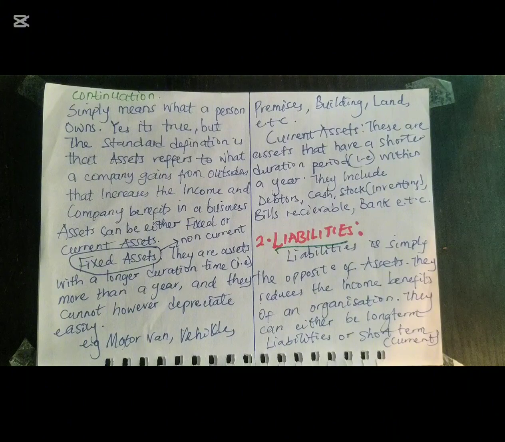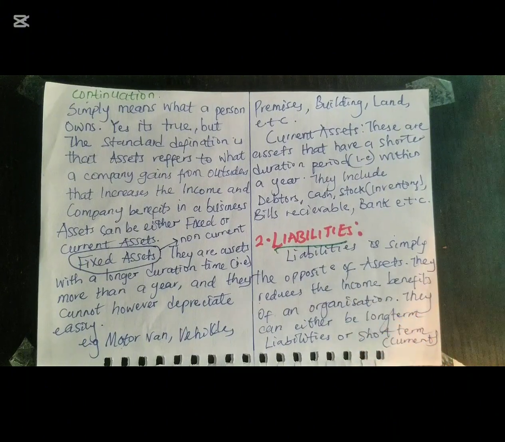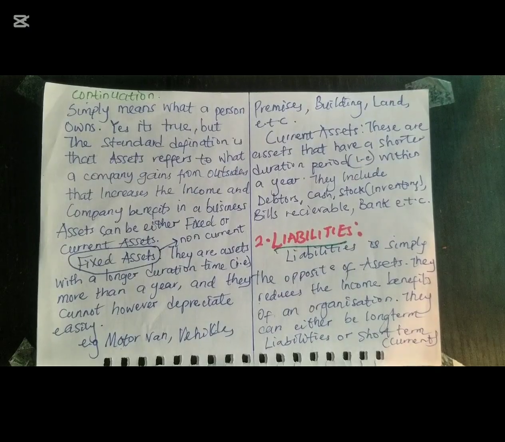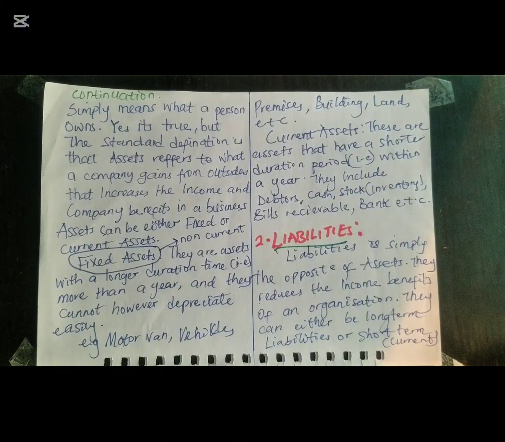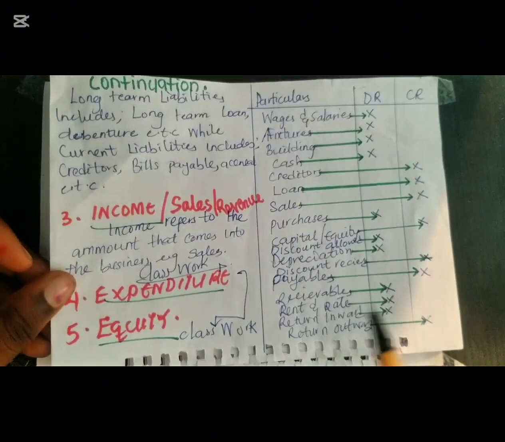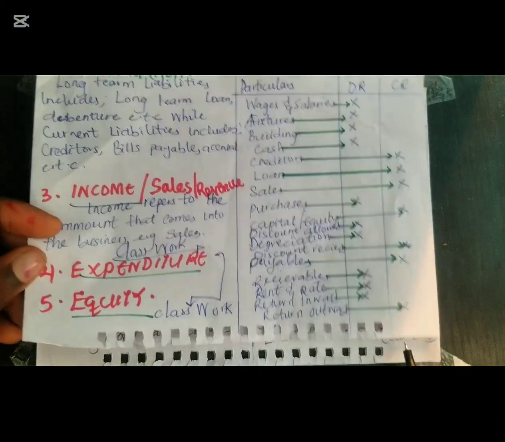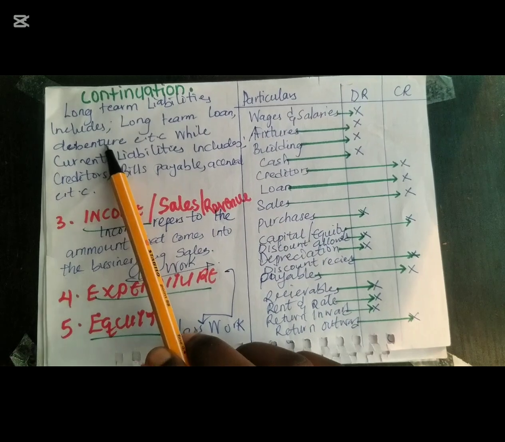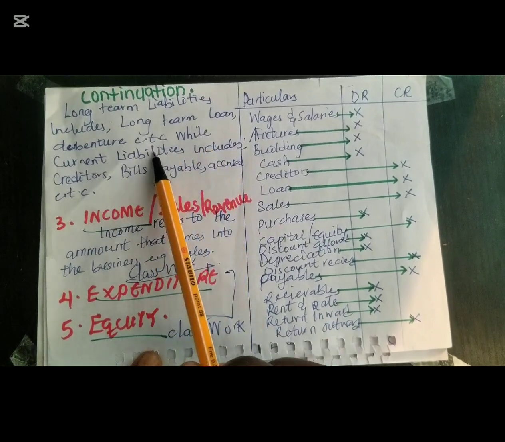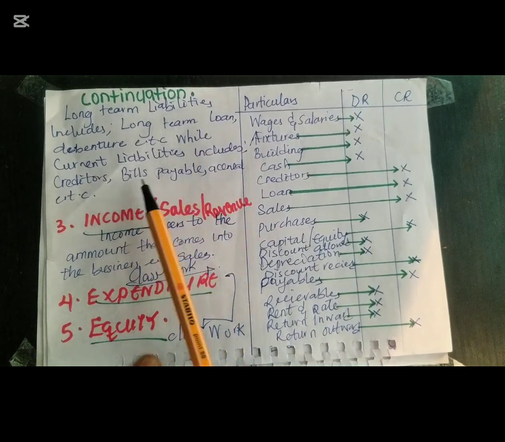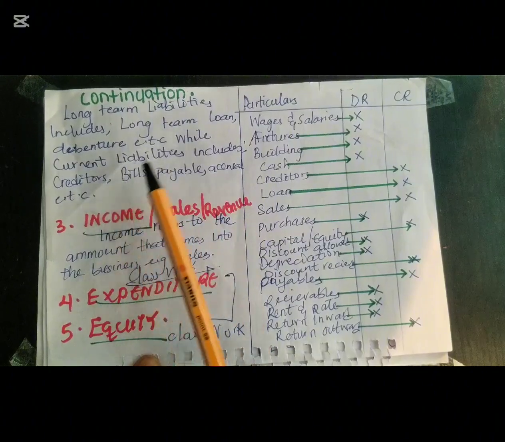So it's going to reduce the benefits, which is also known as liabilities. And liabilities, like assets, have long-term and short-term liabilities. Long-term liabilities can include debenture or long-term loan, but for short-term liabilities, for example, we have creditors and payables. Long-term liabilities include long-term loan, debenture, etc., while current liabilities include creditors, bills payable, accruals, etc., like already stated.